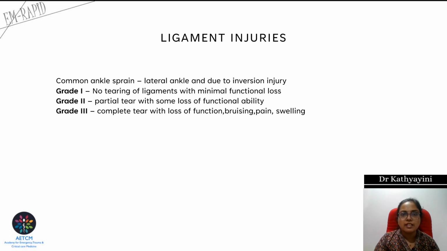Next is a ligament injury. So common ankle sprain occurs in the lateral ankle and it occurs due to an inversion injury. There are three gradings of the ligament injuries. Grade 1 is when there is no tearing of the ligament with minimal functional loss. Grade 2 is a partial tear with some loss of functional ability. Grade 3 is a complete tear with loss of function, bruising, pain and swelling.